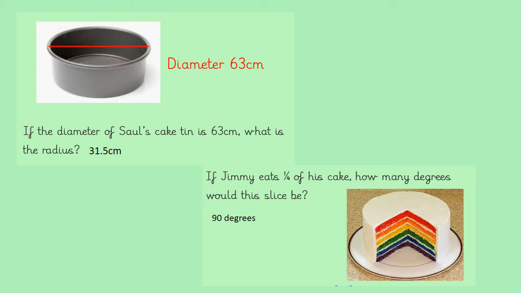So if the diameter of the cake tin is 63 centimetres, the radius would be half that amount, which is 31.5 centimetres. And if Jimmy eats a quarter of the cake, the number of degrees that a quarter would be is 90 degrees.